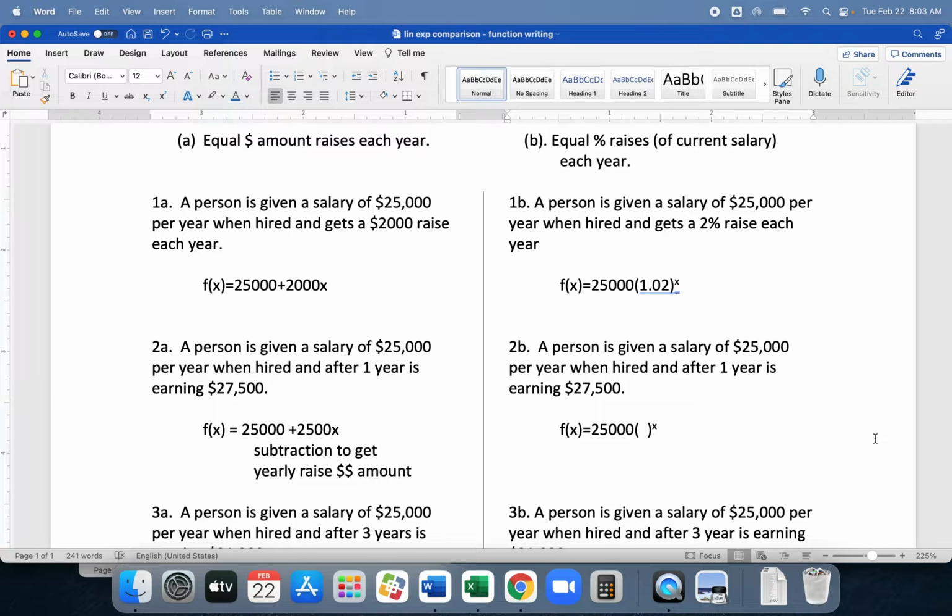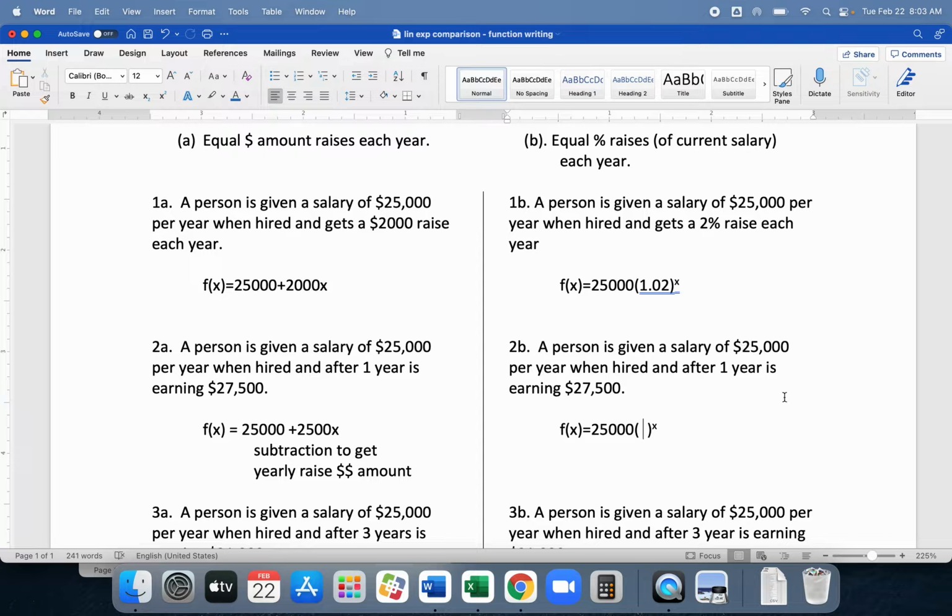Yeah, just divide. So when we were adding over and over again and I needed to figure out how much I added, I subtract to get that. When I'm multiplying over and over again and I need to know what I am multiplying by, I divide to find that. It's just the inverse operations.